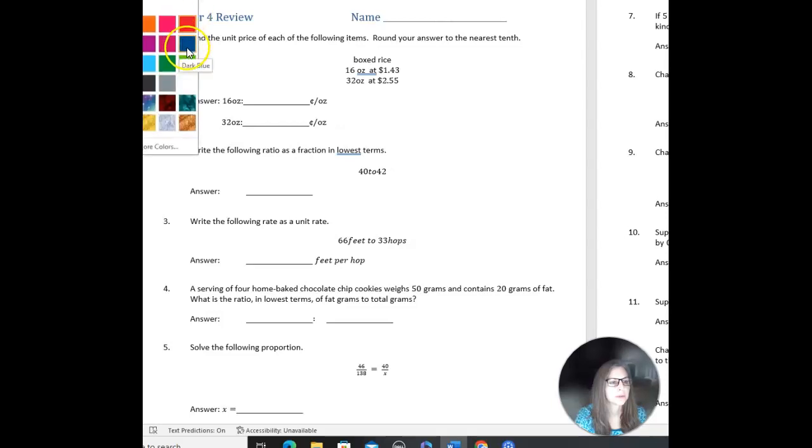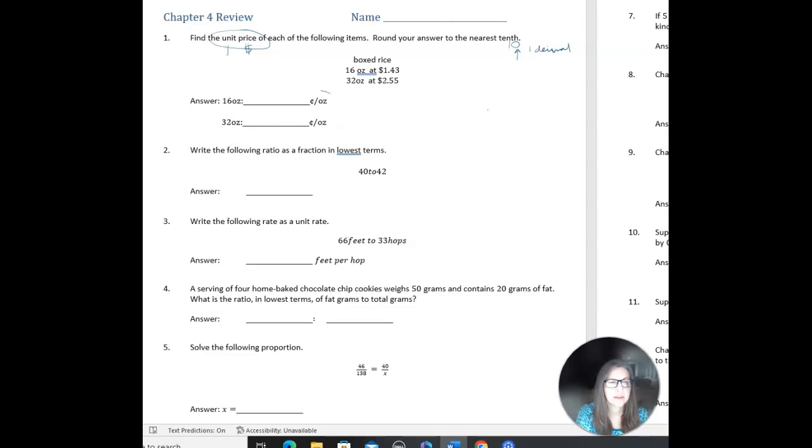Let's go to blue. All right, number one, find the unit price. Unit means you need a base of 1, and price means you need something about money. So we're talking about the money per 1 unit. Round your answer to the nearest tenth. As a reminder for rounding, 10 has 1 0, so it's going to be 1 decimal place.